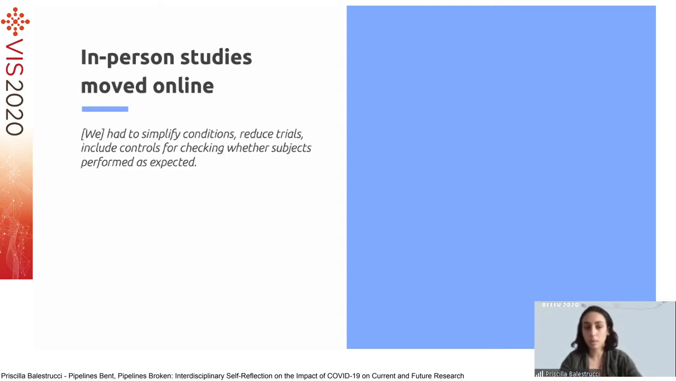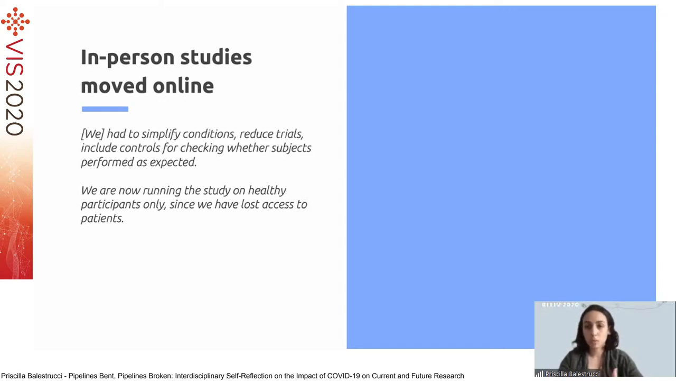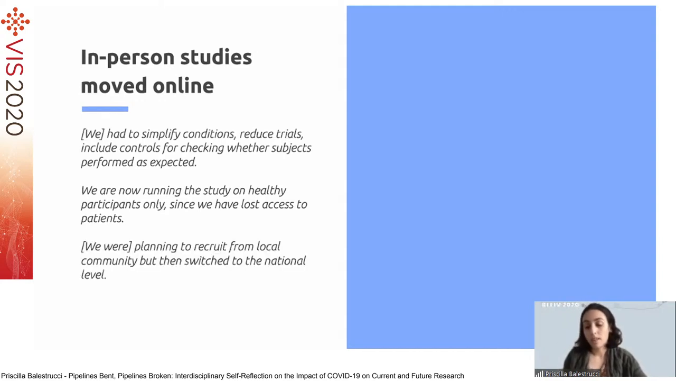However, we also had some different experiences. So for instance, there were people that were studying special populations, for instance, patient populations, and while moving to an online setting, they lost access to those participants. And we also had some positive outcomes from moving the study from in-person to online for some of our respondents, meaning that they were having access to a larger sample with respect to what they had before.